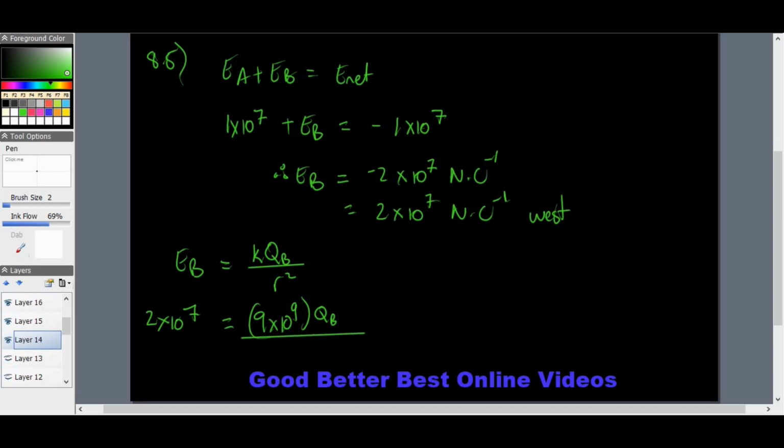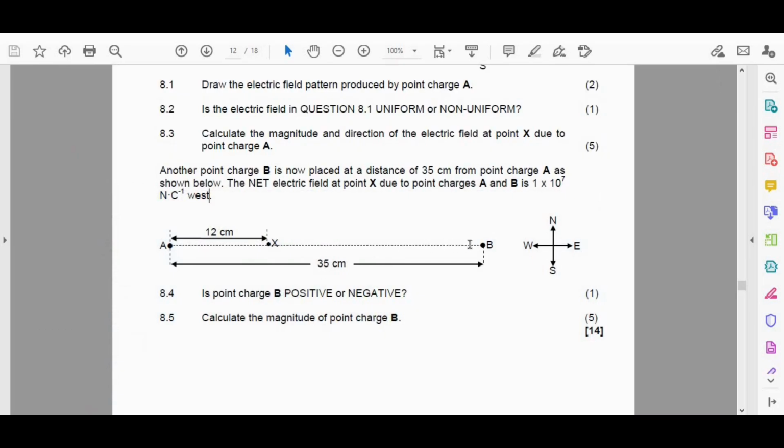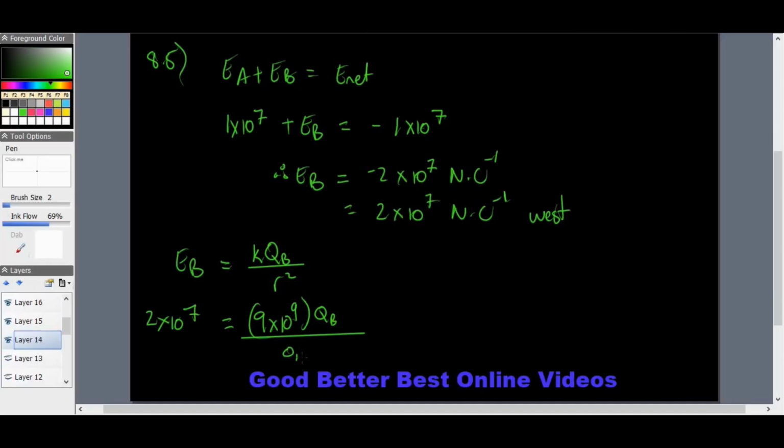all over. Now watch this. B is 35 centimeters away from point A, and A is 12 centimeters from point X, so B would be 35 minus 12 from point X, which gives us 23 centimeters, so that's 0.23 meters. We're going to square that, and this is going to be multiplied by that and divided by that. Therefore, QB is going to equal 1.18 times 10 to the negative 4 coulombs.